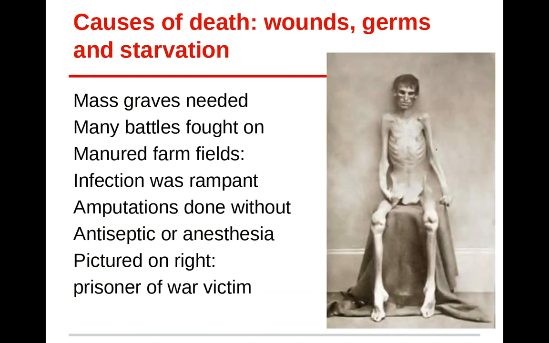So for slide 2, trying to shock you because the first slide was the mass graves because there were so many deaths, but I want you to note for slide 2 that the causes of death were not just from battles. They fought on manured farm fields, right? So infection, amputations, no antiseptic, no anesthesia. The takeaway here is germs and starvation, seen here with this prisoner of war victim, those were other causes of death. So that's part of the explanation for why we have over 500,000 Americans gone. So that was slide 2.